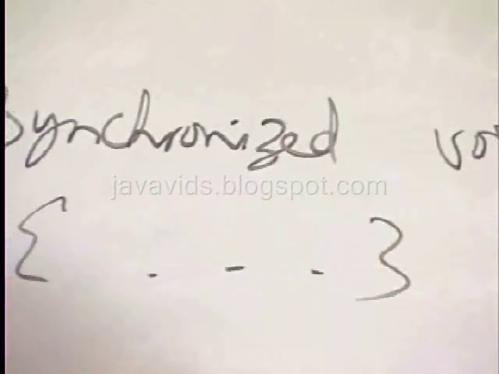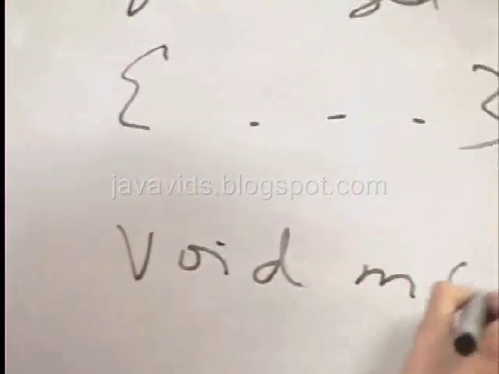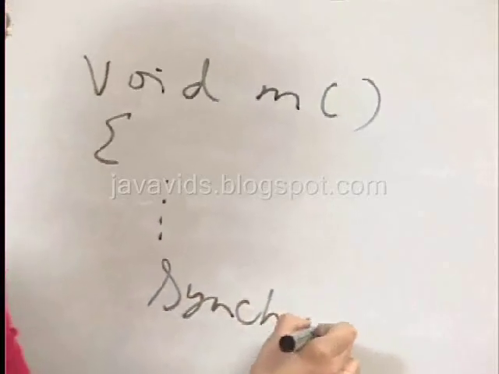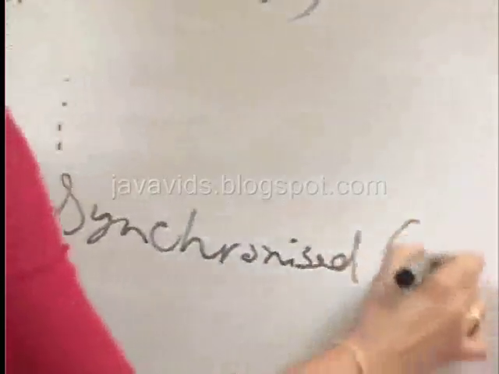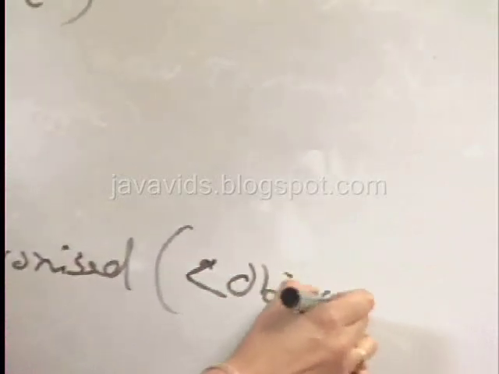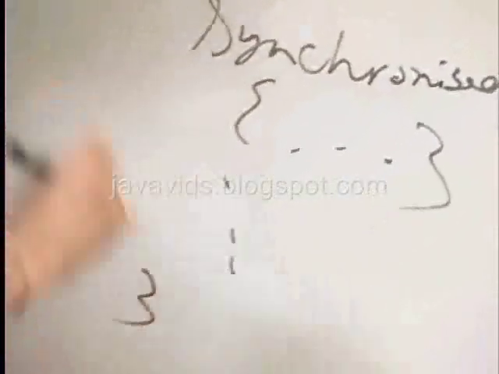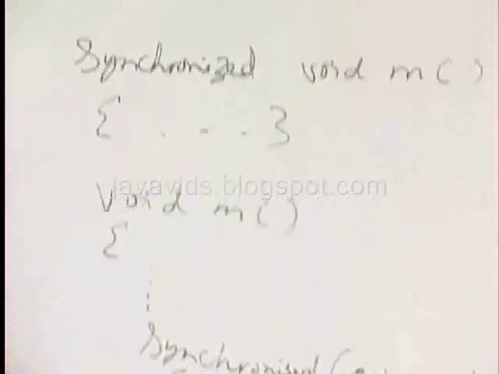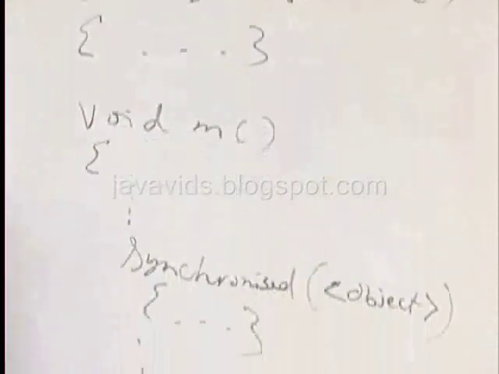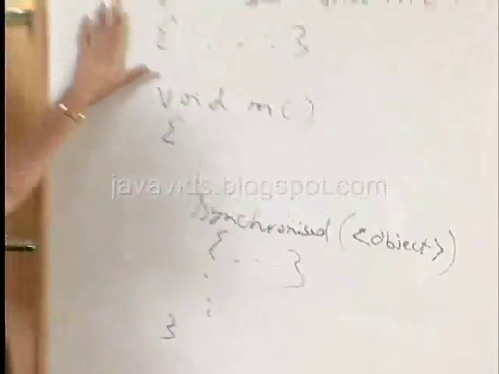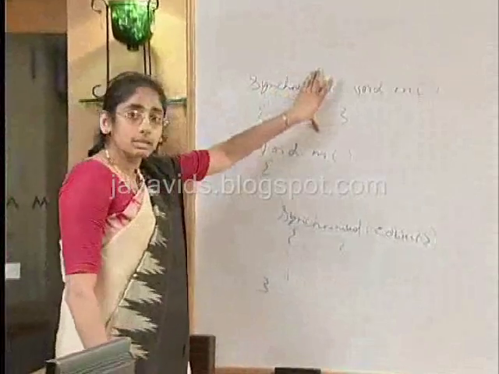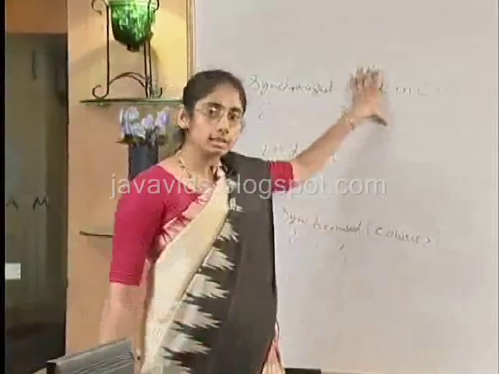You say synchronized against a method, or you can have synchronized as a block inside the method. Either one of these situations. What is the difference? The difference is, a method is written inside a class.